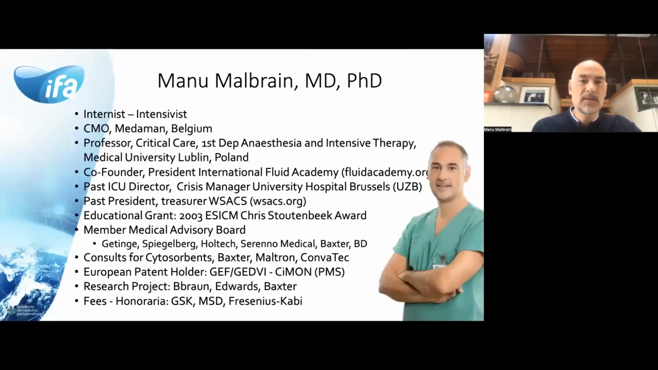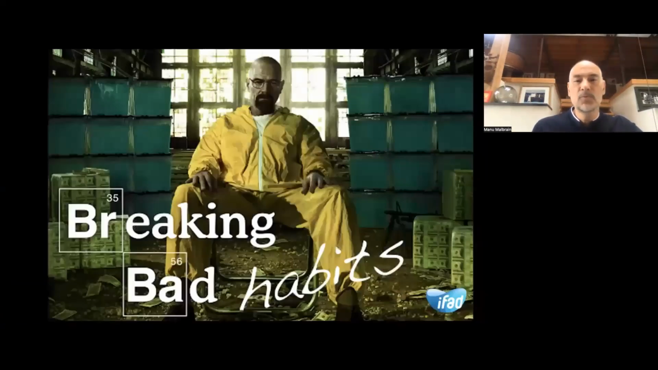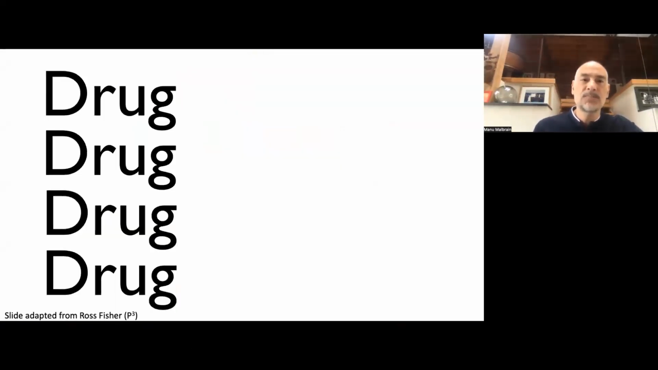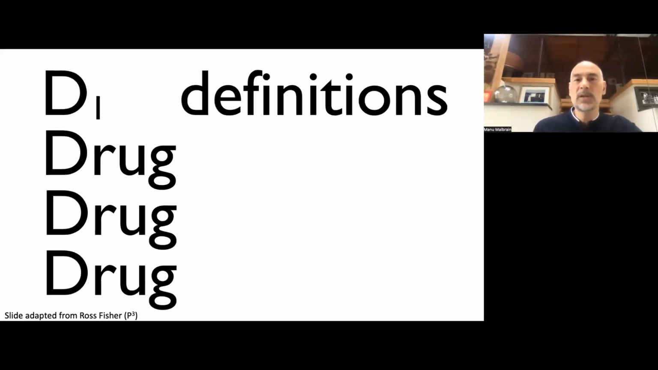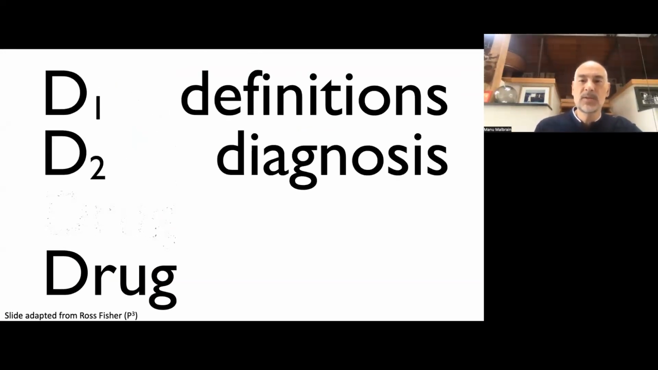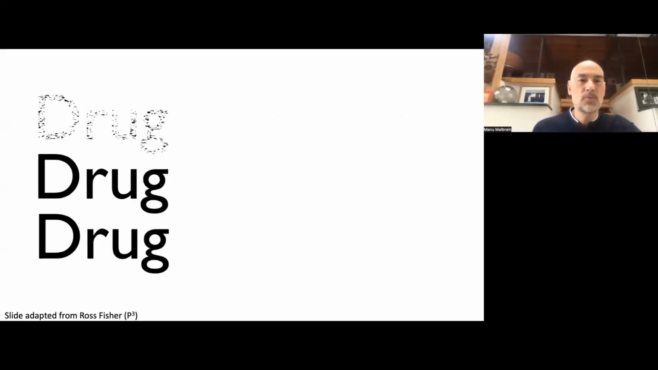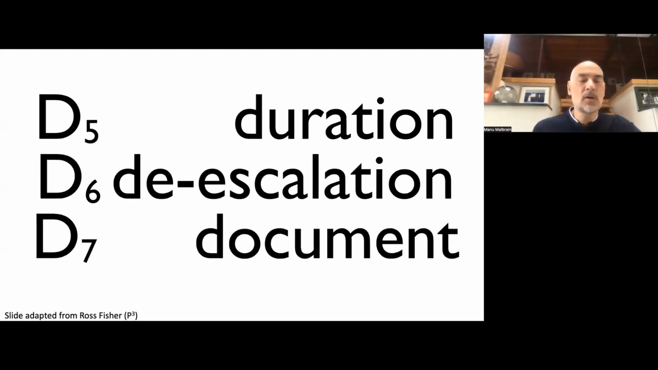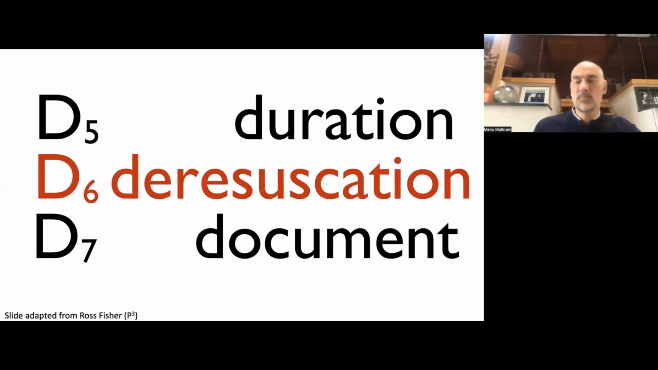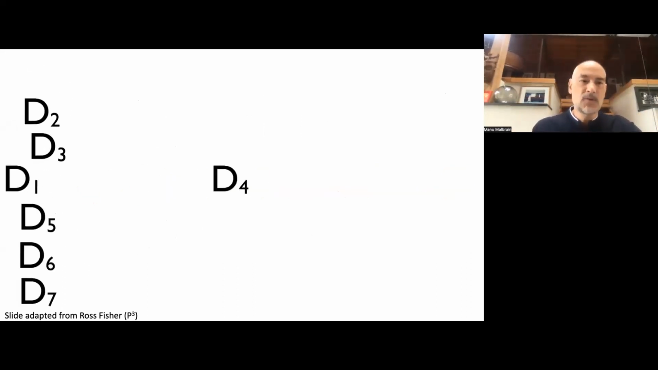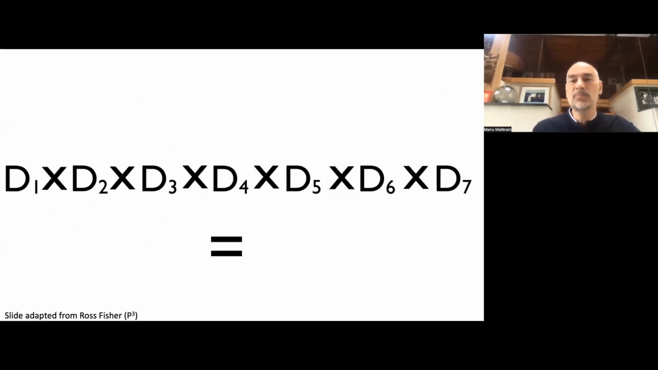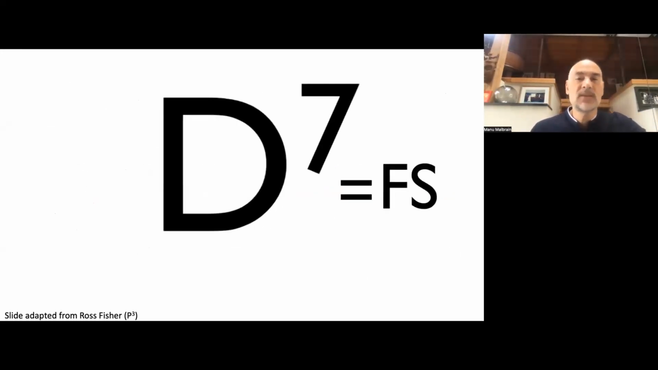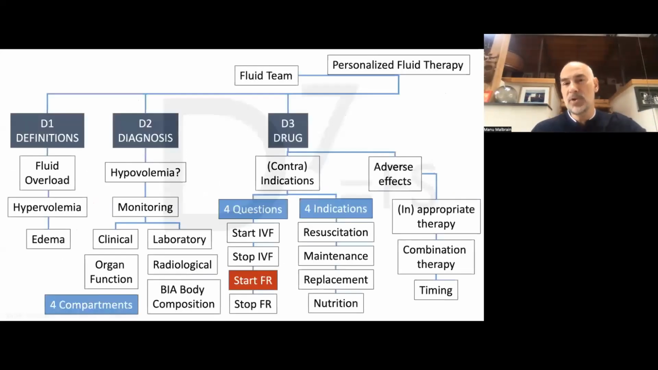These are my conflicts of interest, and the topic of today will be breaking some bad habits. So the 7D framework is: D1 definitions, D2 diagnosis, D3 the drug, D4 the dose, D5 duration of therapy, D6 de-escalation, and D7 documentation. D6, instead of de-escalation, which is lowering the amount of fluids, we can also actively remove them. So when we have D1 to D7 multiplied, we have D to the power of 7, or fluid stewardship.